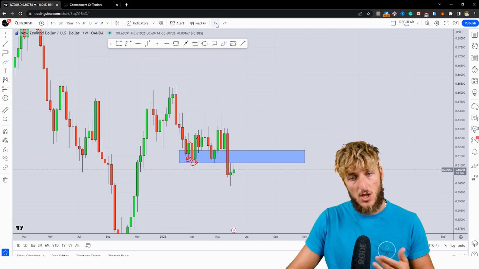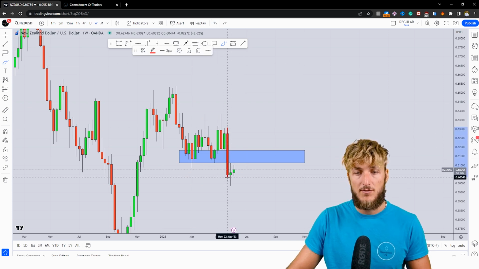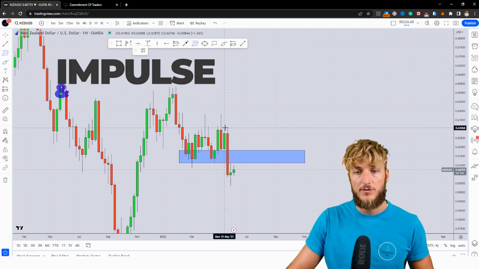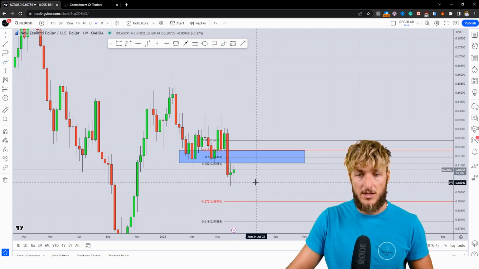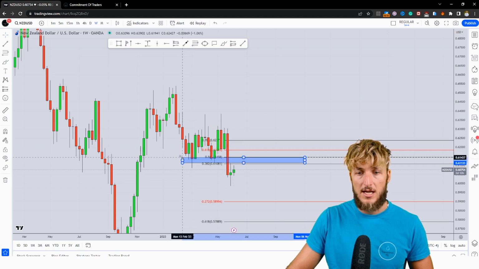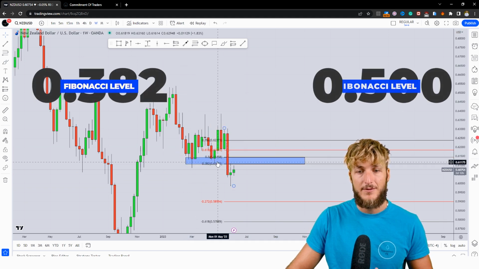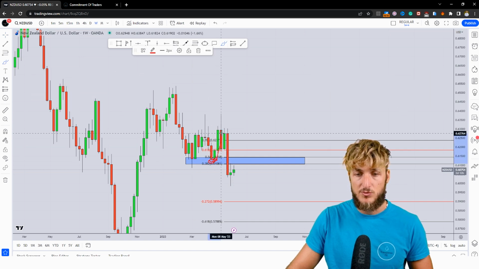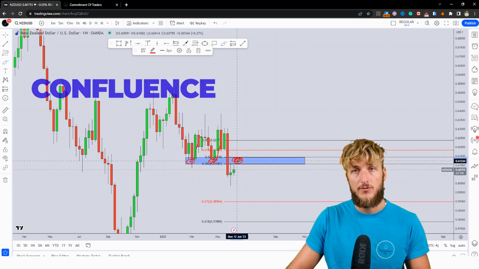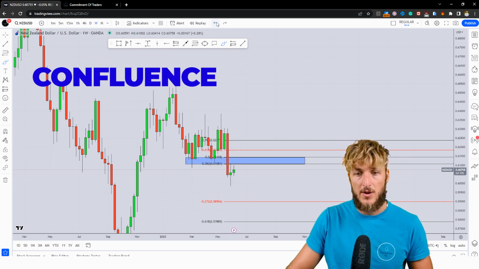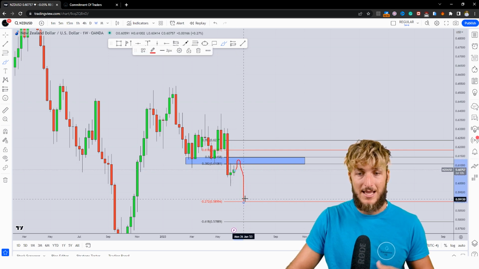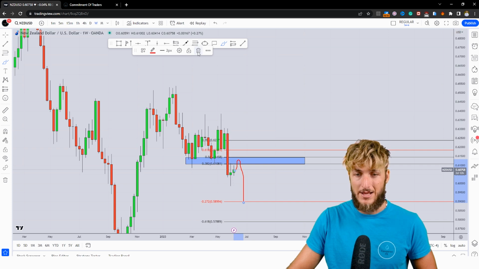We can also notice that in general, if we have an impulse and we want to measure the correction, what we have to do is take our Fibonacci from the high to the low of the impulse leg. And if we do that, we can see how we have a 0.32 and 50% retracements, both lining up exactly with this previous support now turned resistance, which essentially creates confluence of resistance inside of this area that should act as a magnet for the price to be tested and then potentially rejected to the downside.